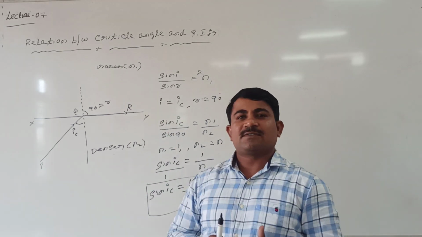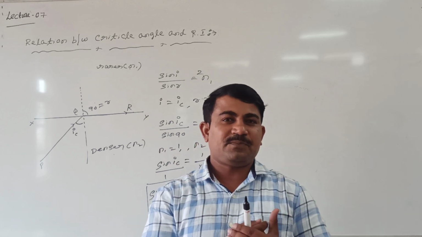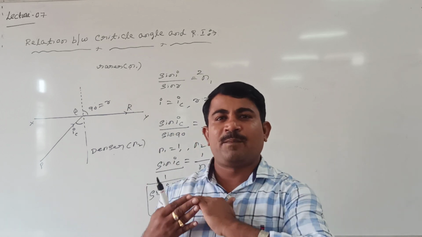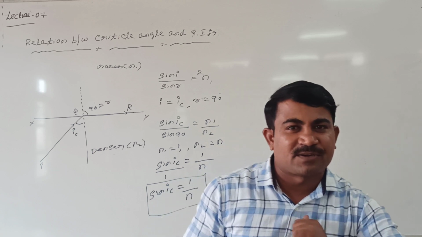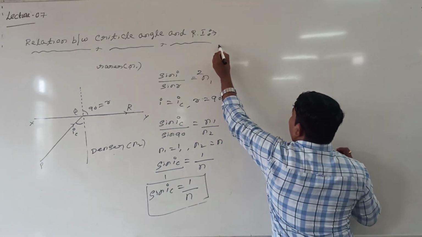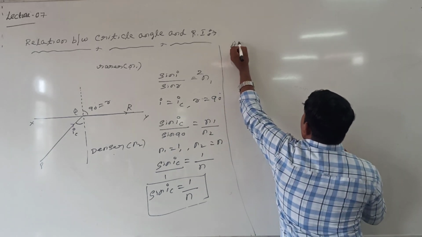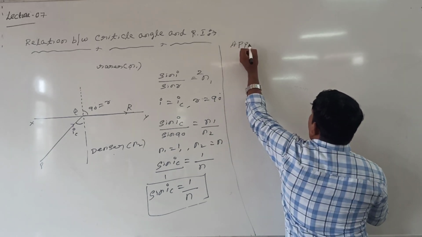Other than this, total internal reflection has a lot of applications. Let us discuss one by one the applications of total internal reflection of light. One of the applications of light is mirage. Next concept is applications of TIR.